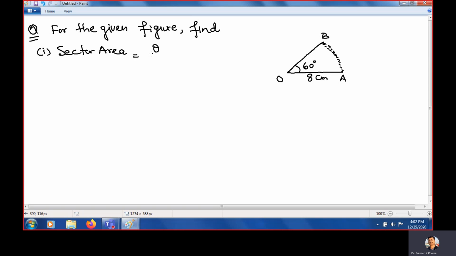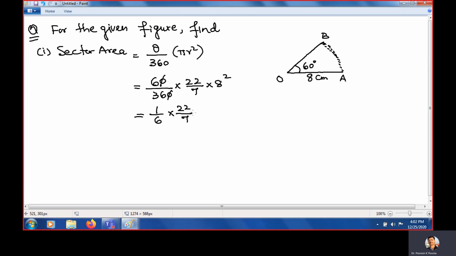Sector area is theta upon 360 into pi r power 2. This is the formula. What is the angle of the sector? It is 60. So 60 upon 360 into pi, which is 22 upon 7, into r square, 8 power 2. If you multiply it, 0 is cancelled by 0, 6 times 1 and 6 times 6 is 36, into 22 upon 7 into 8 into 8.